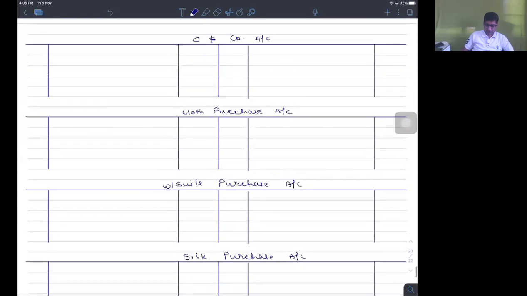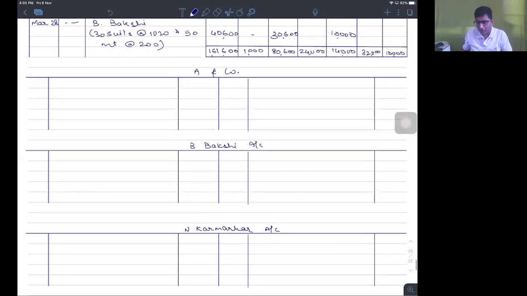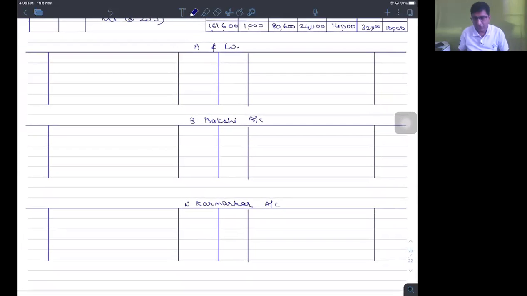Have you made the accounts? Now, what is the posting of the purchase book? All the individual transactions of the purchase book need to be posted to the credit of the respective supplier account. And the total of each column, because we have prepared a columnar one, will be posted to the debit of the respective product purchase account.